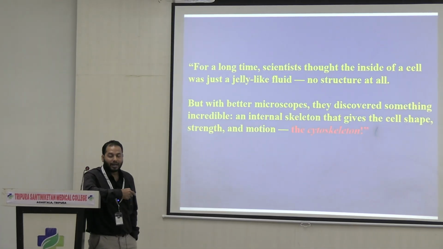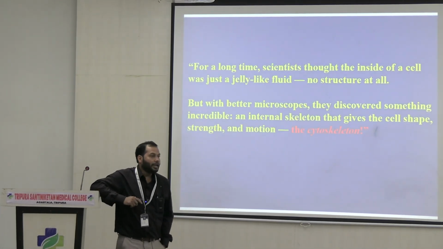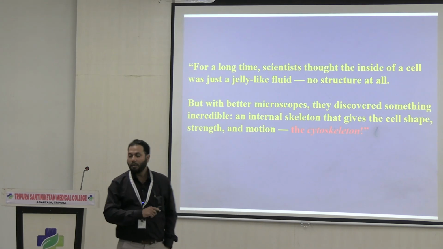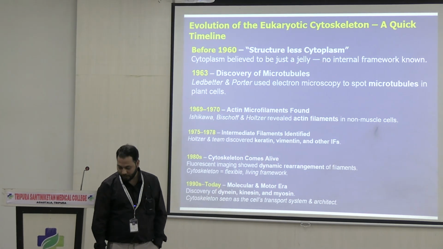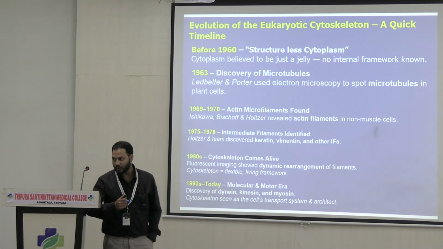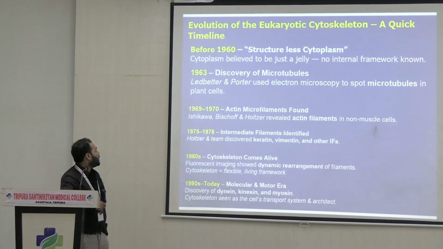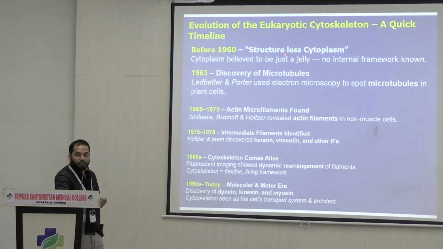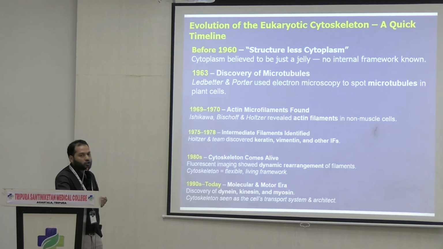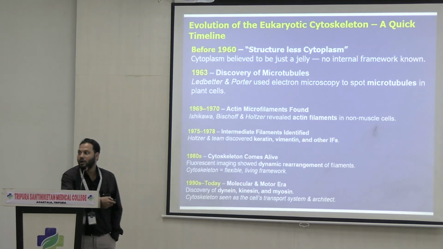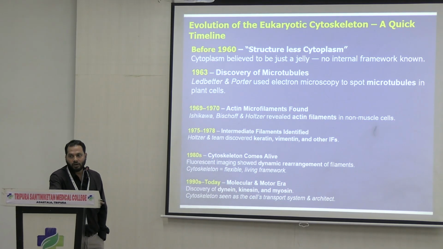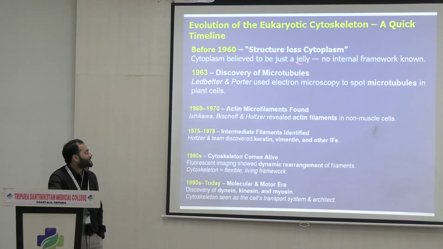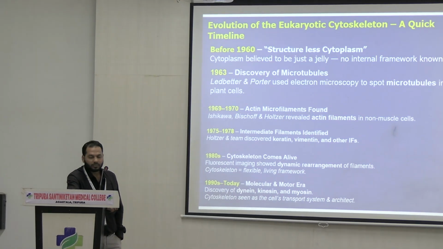Before proceeding to that, let me look into the brief history of the discovery of the cytoskeleton. Before 1960, most of us were not aware of the features of the cytoplasm of a eukaryotic cell. Cytoplasm was believed to be just a jelly, no internal framework, none.